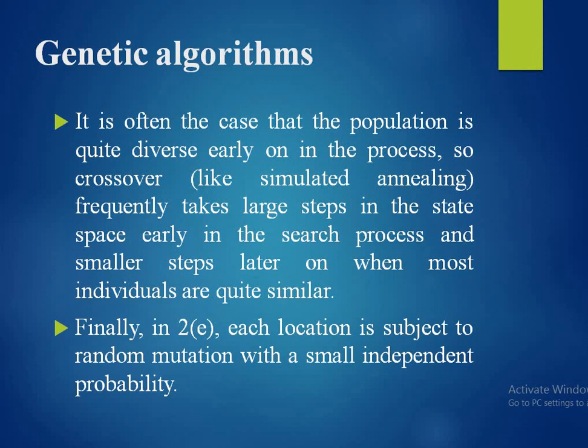It is often the case that the population is quite diverse early on in the process. So crossover, like simulated annealing, frequently takes large steps in the state space early in the search process and smaller steps later on when most individuals are quite similar.